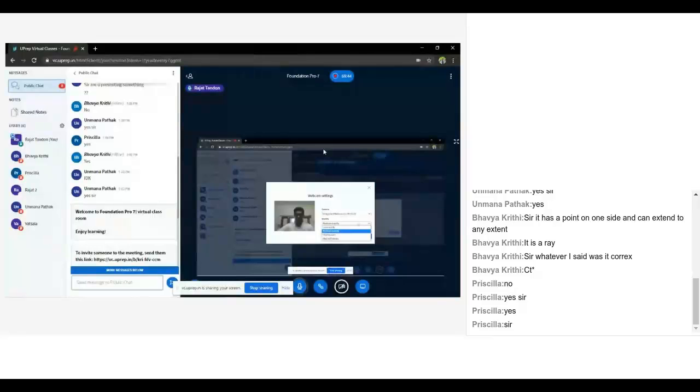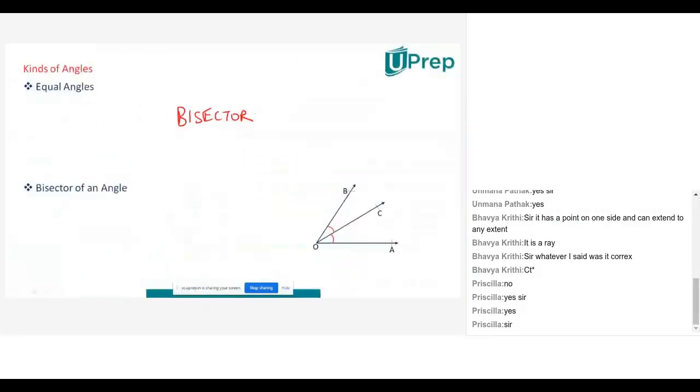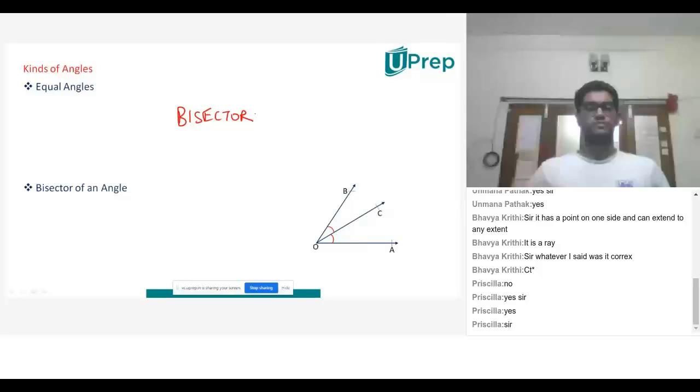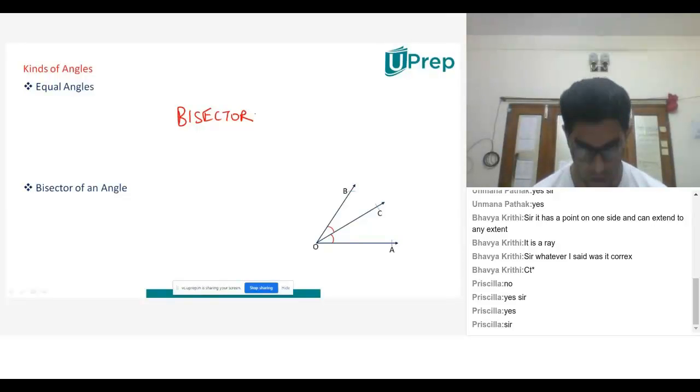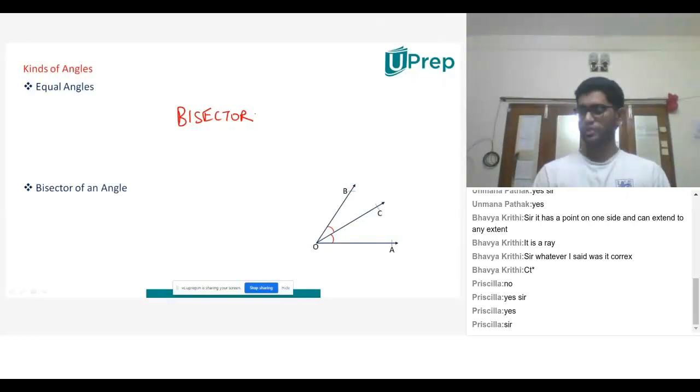Sir, can you repeat the question? Sir, a bisector is the line which divides an angle into equal parts. Okay. Anyone with any other definitions, meanings, etc.? No, sir.